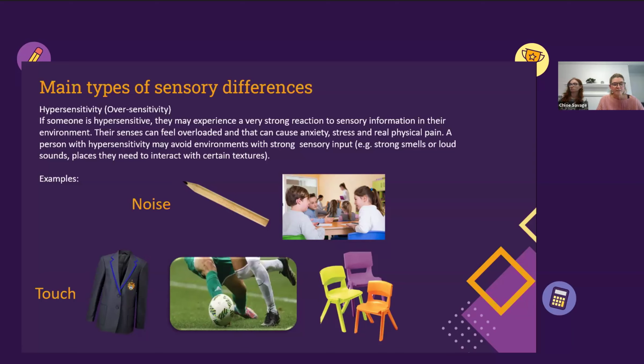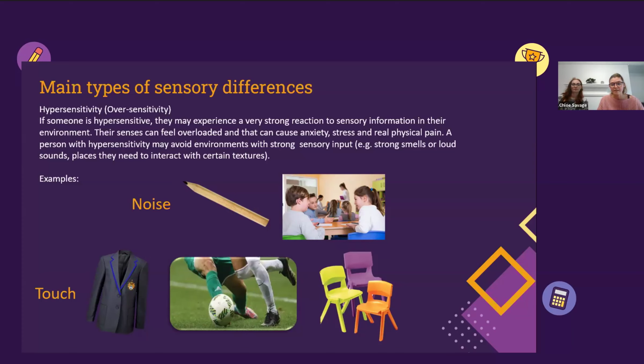Another really common one that we see in schools in terms of hypersensitivity is to the touch system. We are very aware that especially in mainstream schools, there are uniforms in place, so often blazers, jumpers, shirts, and students with sensory differences can have a problem with wearing these textures. Again, that sensory system might feel overloaded by certain textures.